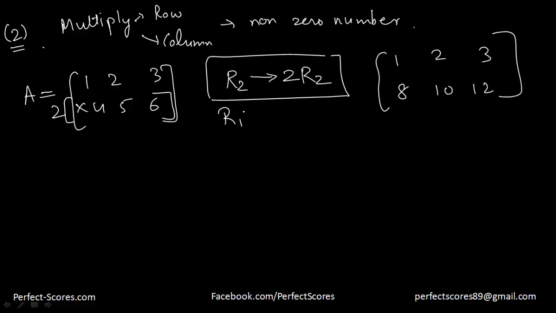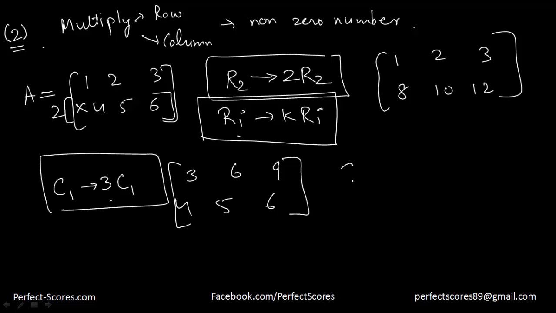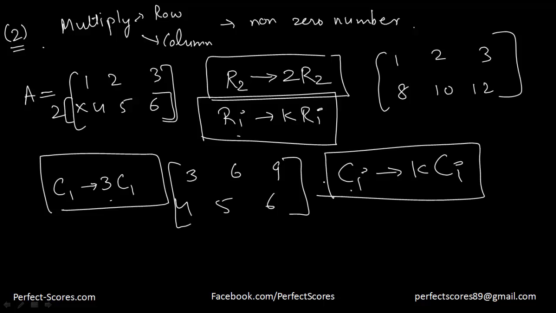If you multiply row i with a scalar number k, this is how you denote it. Similarly, you can do it for a column as well. If I say column 1 is multiplied by 3, then you get the matrix as 3, 6 and 9. This is the way to denote it. If column i is multiplied with a scalar number k, that is what it becomes. I suppose you're understanding this point, guys. The next thing that you can do is a little more complex than the first two things.